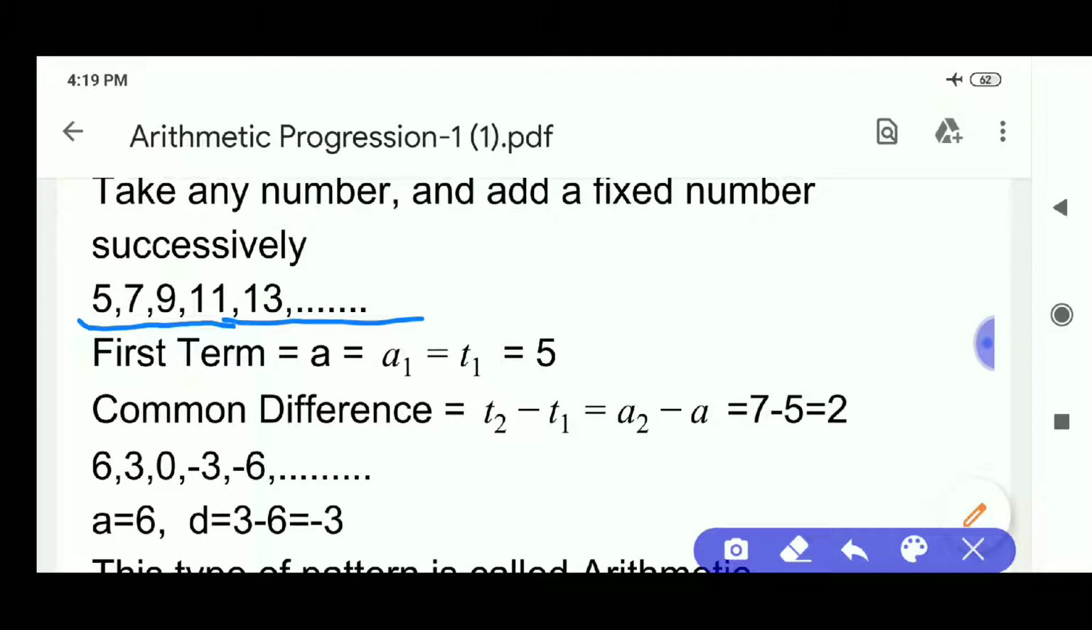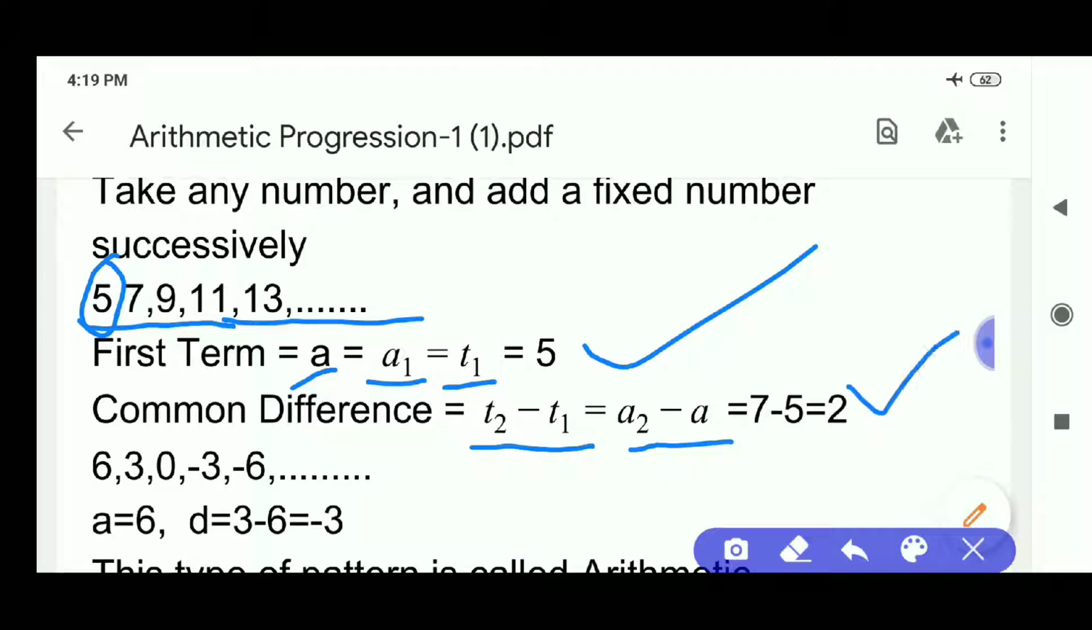In this progression 5 is called the first term. It is denoted with letter A or A1 or term 1, T1. So A is equal to A1 is equal to T1 is equal to 5. And the common difference, that means second term minus first term, or A2 minus A, is 2.